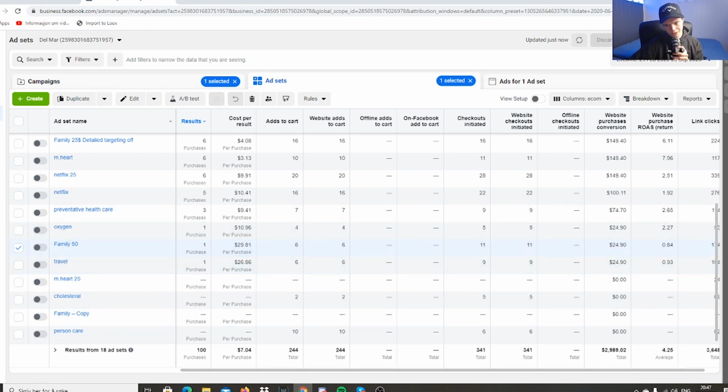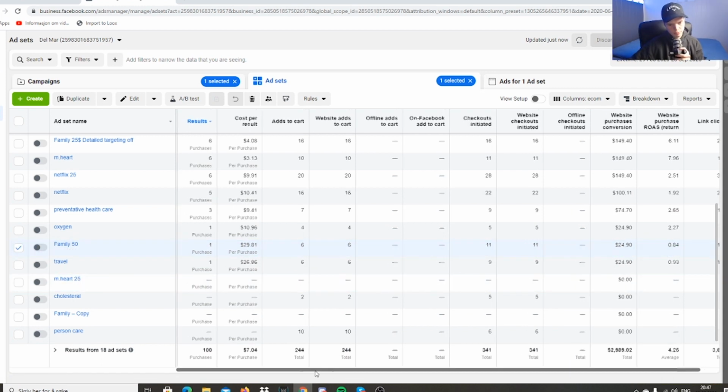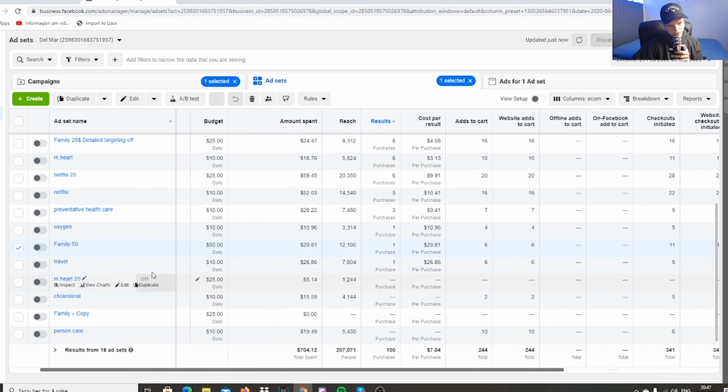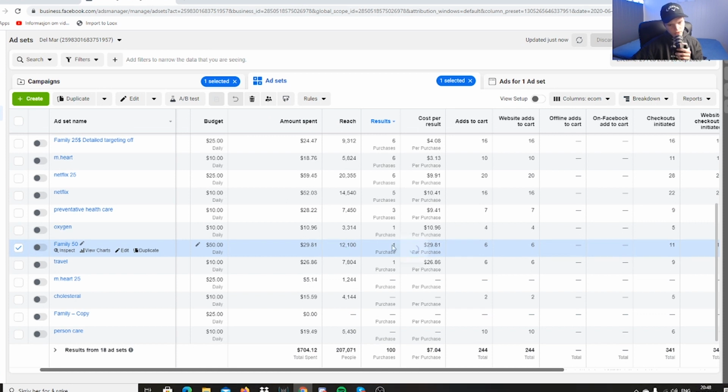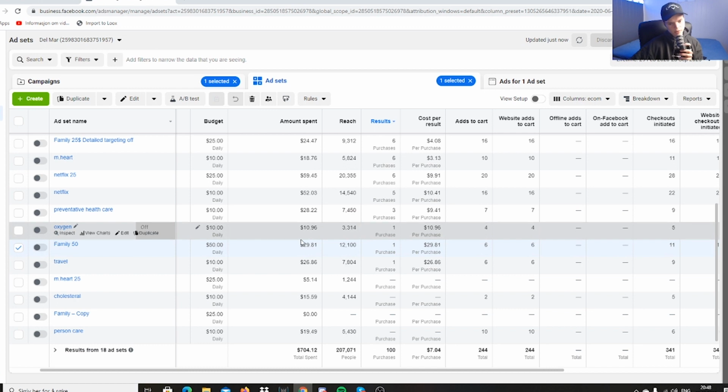And we also see family 50. I wouldn't cut because it made 1 sale and it hasn't even spent the budget. That's the thing to keep in mind too. You will probably say, oh, this one is a $50 ad set, so I'm going to cut it because it's only made 1 sale and the ROAS is under my break even, but it hasn't even spent the whole budget. So it's really important that if you have a $50 ad set or 25 or whatever, don't kill that ad set before it spent the budget.